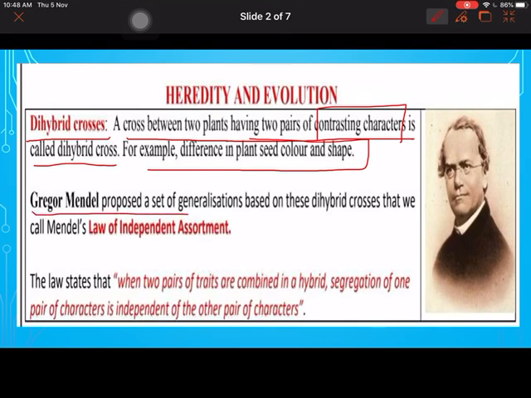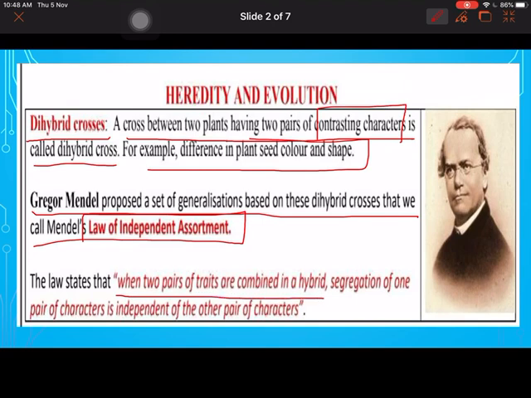Gregor Mendel proposed a set of generalizations based on these dihybrid crosses, which we call Mendel's law of independent assortment. What this law says is that when two pairs of traits are combined in a hybrid, segregation of one pair of characters is independent of the other pair of characters. That means if the seed color and shape are the two characteristics, it is not necessary that the seed color will go along with the shape in the next generation.